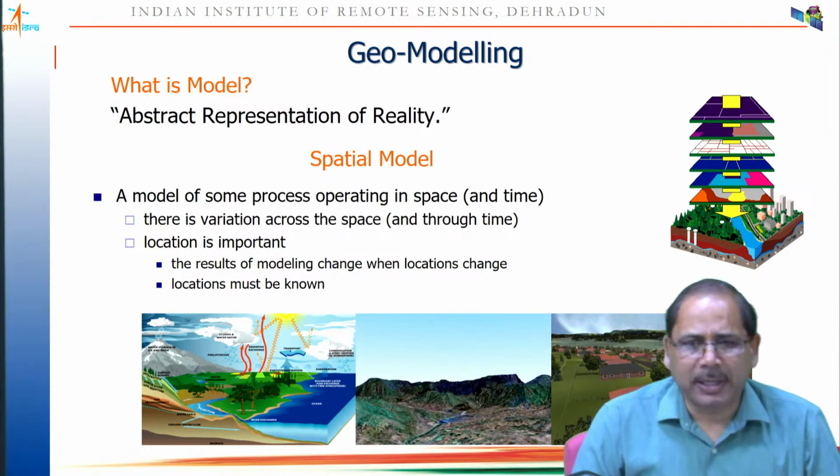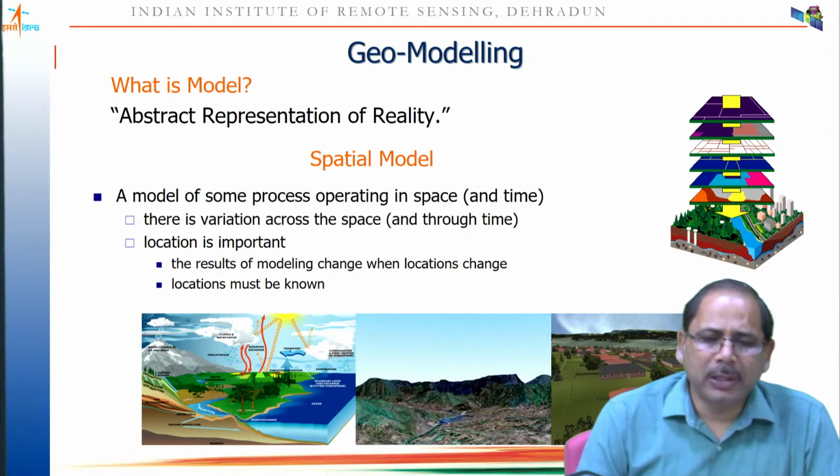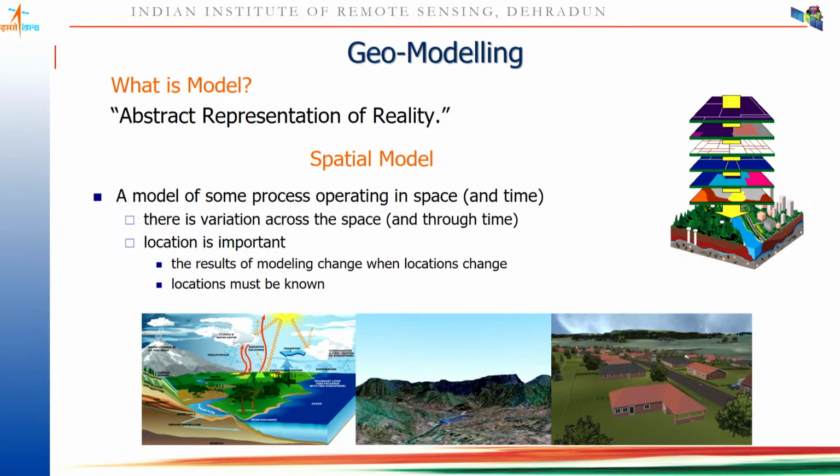So when you have the data, what should you do? There is something called geomodeling. Modeling, definition wise, if I say the model, it is an abstract representation of reality. So when you have geographical data or geodata and you are applying some geocomputation technique on this data, a spatial model is basically a model of some process operating in space and time. There is a variation across space through time, and location is important. The result of modeling changes when the location changes.